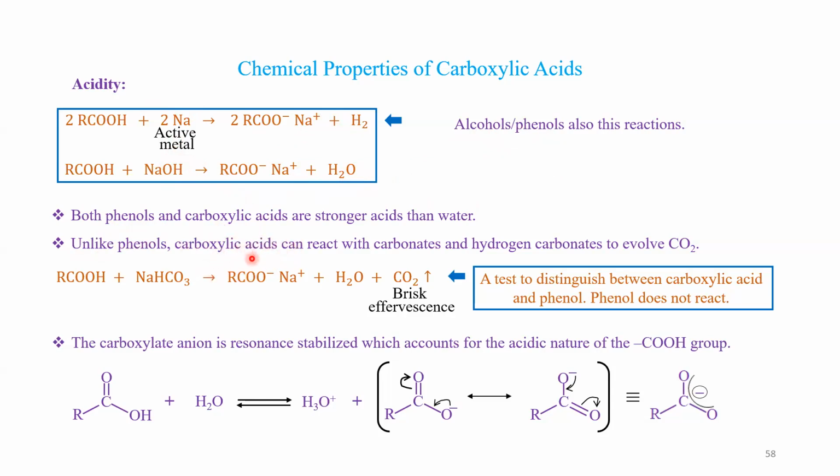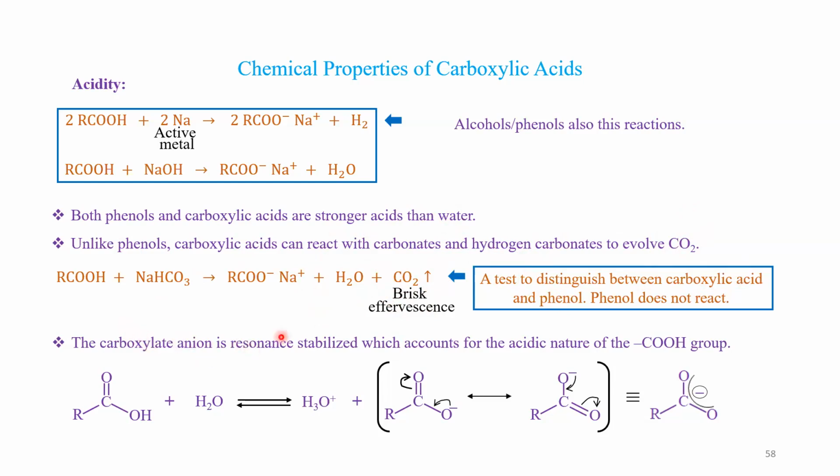We can react the carboxylic acid with metal carbonate or metal hydrogen carbonate. Carbon dioxide gas will evolve. So there will be a brisk effervescence of carbon dioxide. This reaction is shown only by carboxylic acid and not by phenols. So this reaction can be used to distinguish between carboxylic acid and phenol. Phenol will not undergo this reaction.